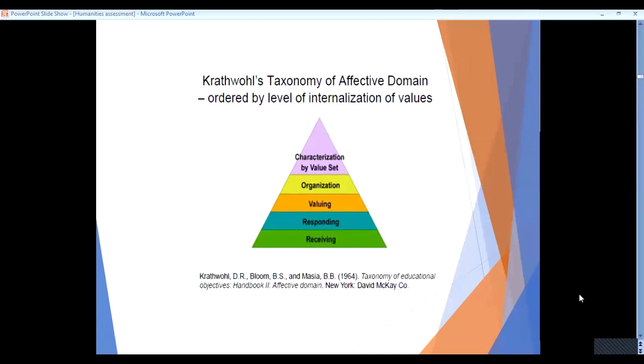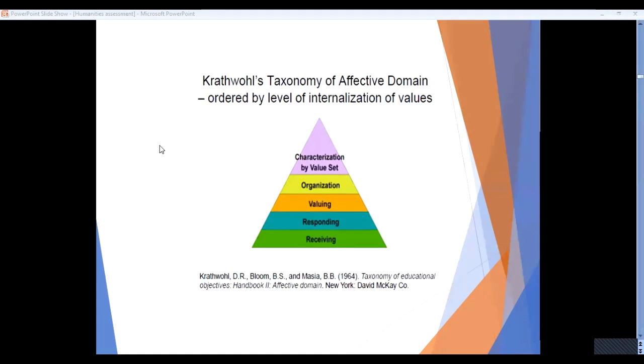Now, this is Krathwohl's taxonomy of the affective domain. We have many times heard about Bloom's taxonomy, which is for the cognitive domain. This is of the affective domain. Whenever we talk about humanities, it is quite obvious that we are talking about the affective domain, the attitude and communication domain, as per the NMC.